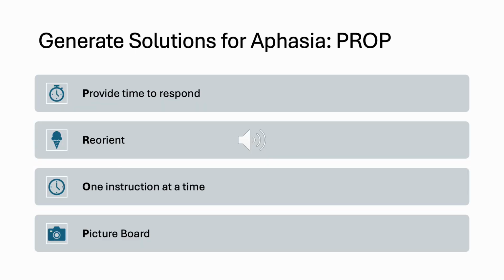Some of the interventions you can incorporate into care for patients with aphasia are to provide time to respond, reorient them frequently, only give one instruction at a time, and be patient. Use a picture board. Remember, if they have Wernicke's aphasia, there's damage in the left temporal lobe, so they cannot process or understand words. So they have receptive aphasia.